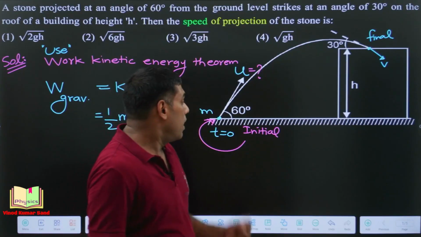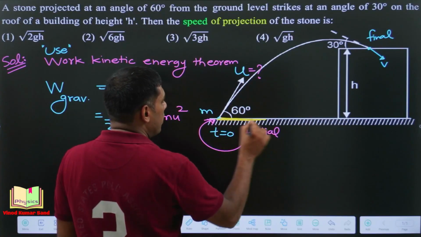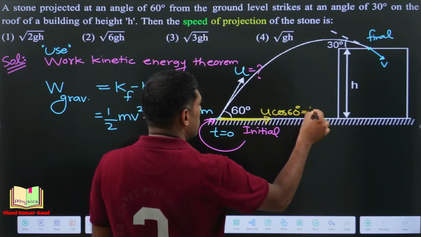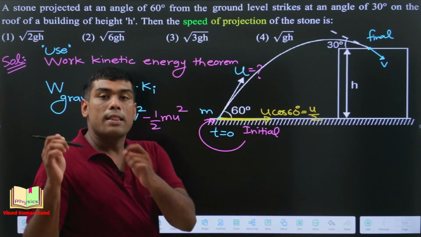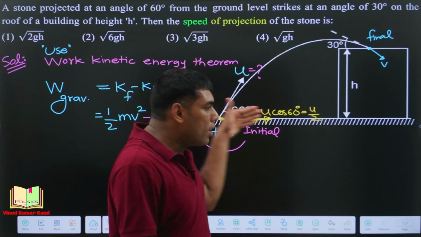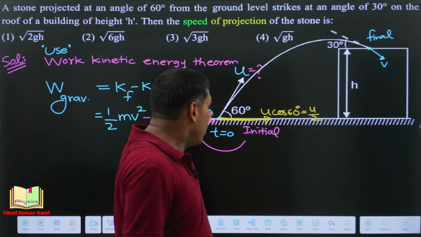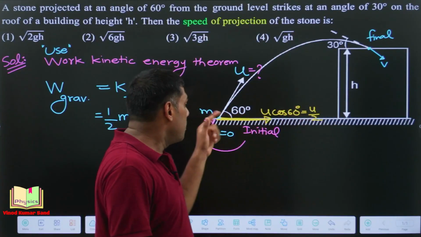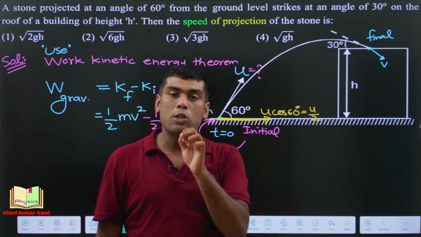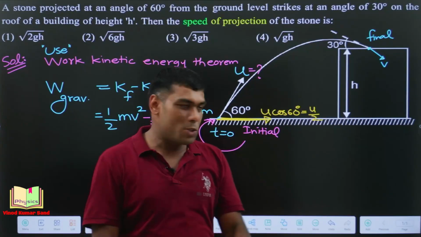Agree with this? Now we know one thing. If we take the component of u along the horizontal direction, it will be u cos 60 degrees, which is equal to u by 2. This horizontal component will never change because along the horizontal direction, there is no force, no acceleration, no one can change this component. Throughout this flight, the horizontal component of the velocity of this particle will remain constant.